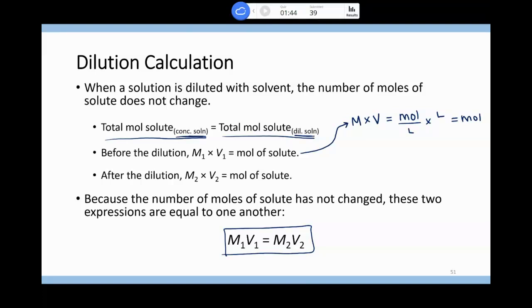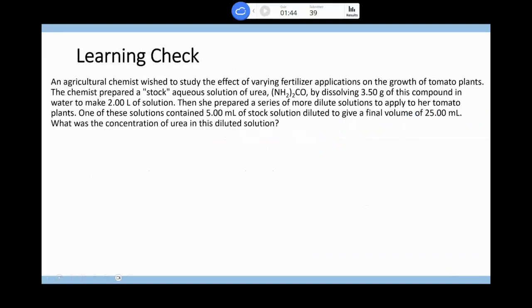So anytime you're doing a dilution, and only when you're doing a dilution, you can use this equation to solve for any of the unknowns. As long as you have 3 values, you can solve for the last. So let's do an example here. A learning check. This one's not an iClicker. We've got this long word question. We're going to read it and then determine what information we have and what we need to do to solve the problem, answer the question.